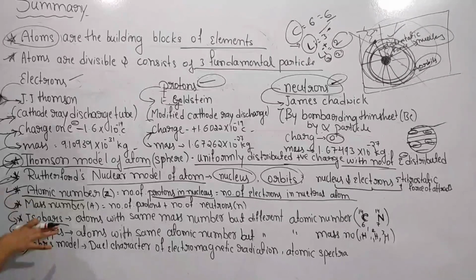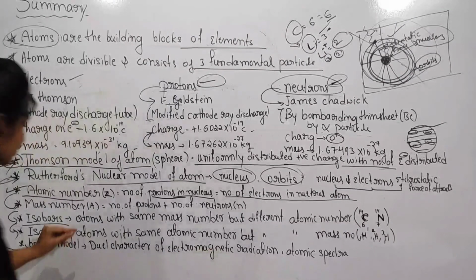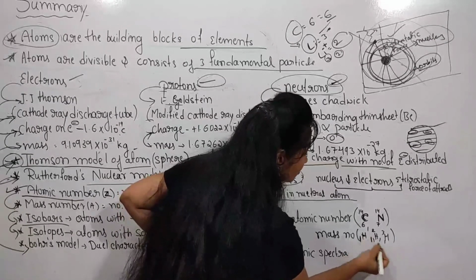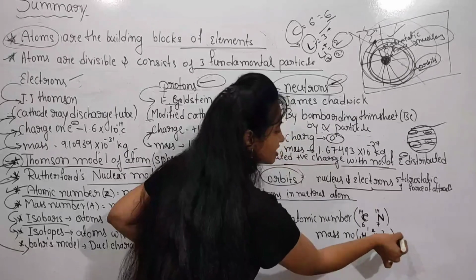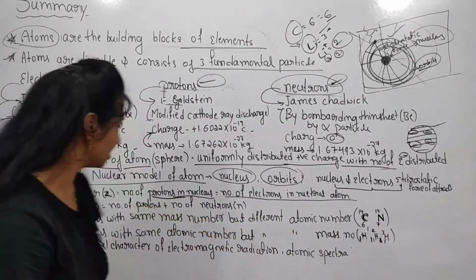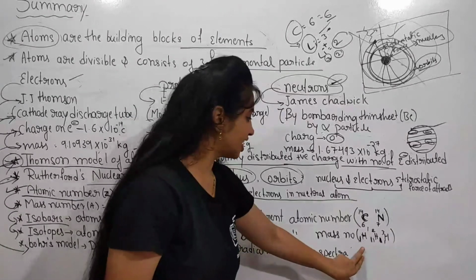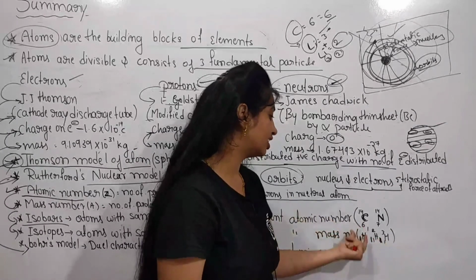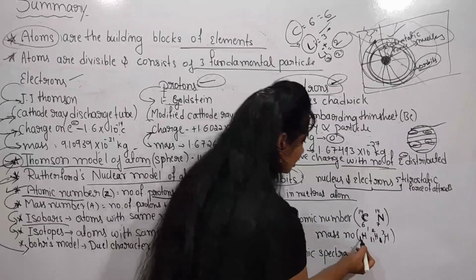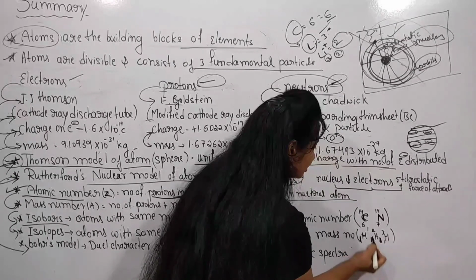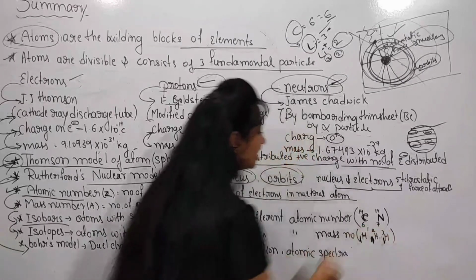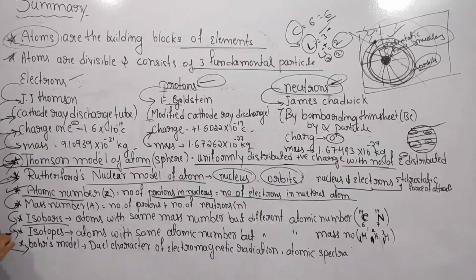And next one is isotopes. Isotopes are atoms with the same atomic number. See here, these are the atomic numbers. Atoms with the same atomic number but different mass numbers are called isotopes. These are the isotopes of hydrogen: hydrogen, deuterium and tritium. Observe here, these hydrogens have the same atomic number but different mass numbers, so they are called isotopes.